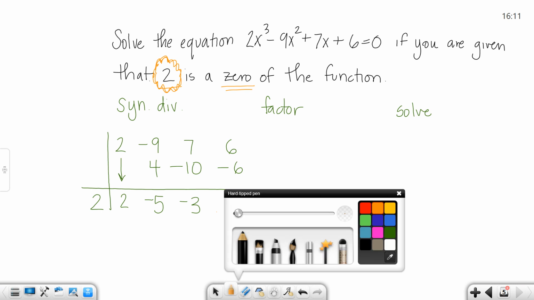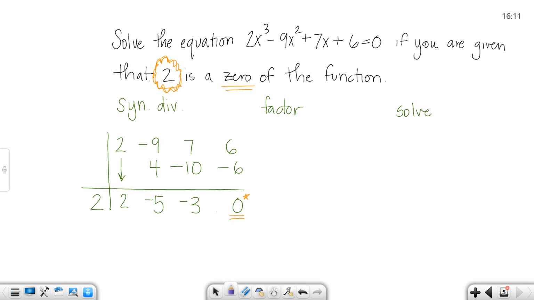Remember, this problem started with x cubed. That means that this part right here begins with x squared. So that would be 2x squared minus 5x minus 3. Now remember, I'm setting this equal to 0, and I'm going to solve it out.